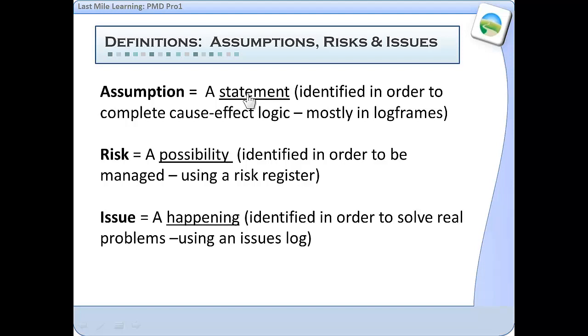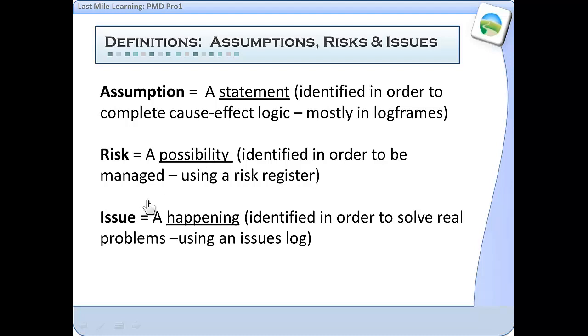Assumptions really are statements that are identified in order to complete cause-effect logic, and in our context they're used mostly in logical frameworks. So they are positive statements that are needed to complete logic. A risk, on the other hand, is a negative. It's a possibility that needs to be managed, something that could happen, and the tool that we talked about there was called the risk register. So almost every assumption that's in the log frame will be turned into a negative and managed as a risk.